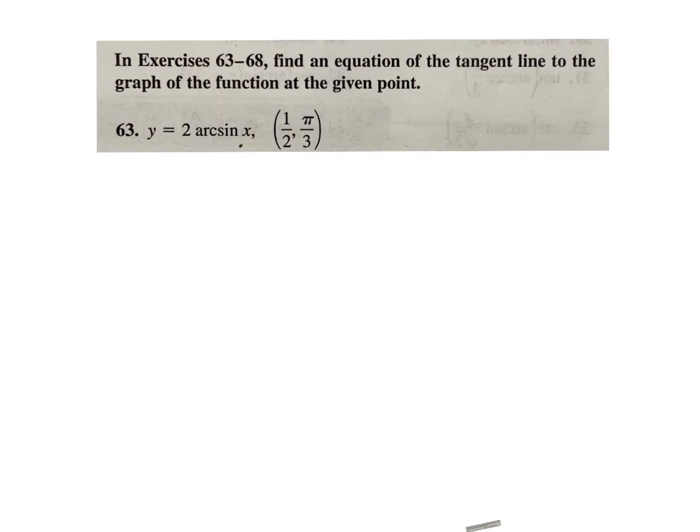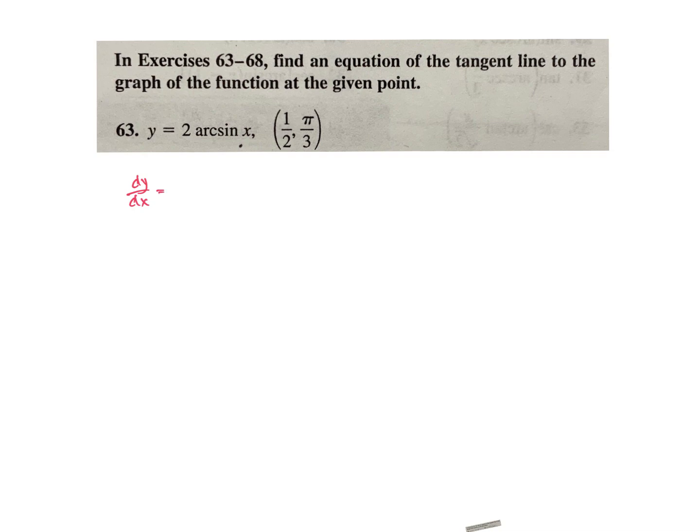All right, let's do number 63. Number 63. So we're going to find an equation of a tangent line to the graph. All right. So what do we need? A point and a slope. So do we have a point? Sure do. So we need to find our slope. So let's find our slope. How do we notate it? dy/dx.